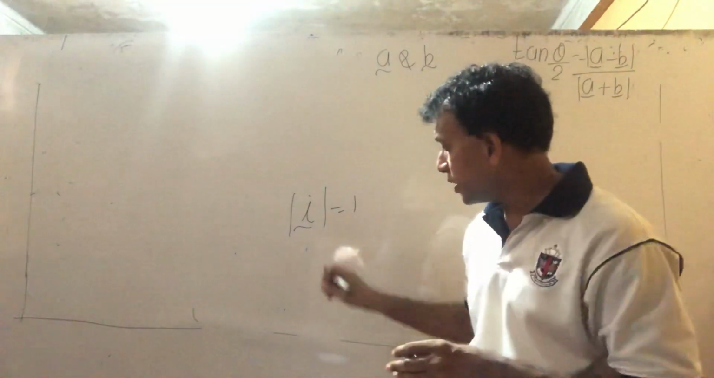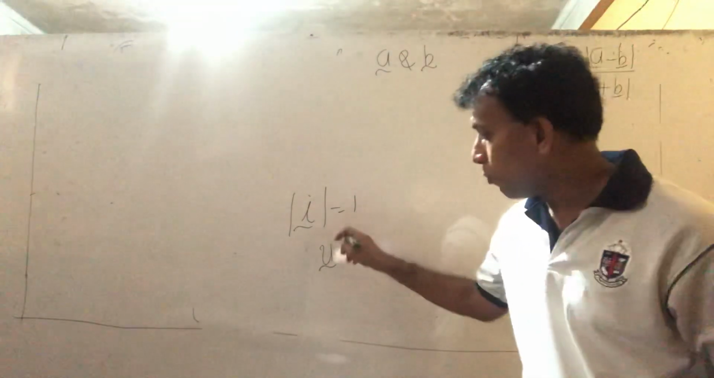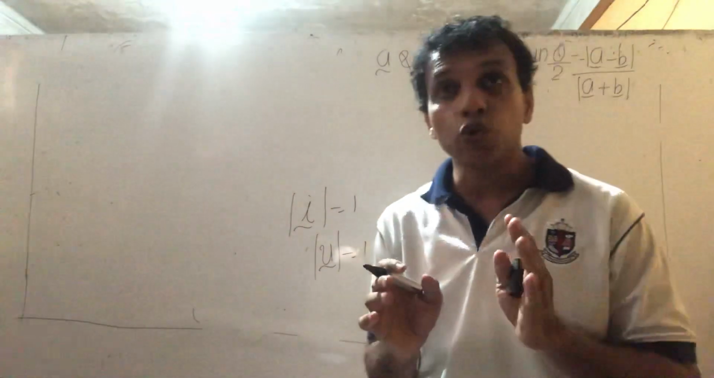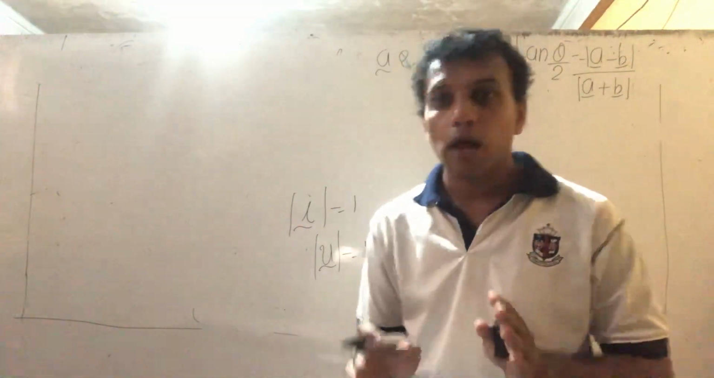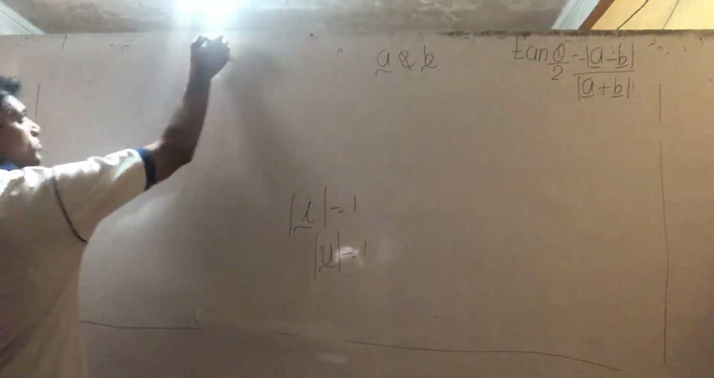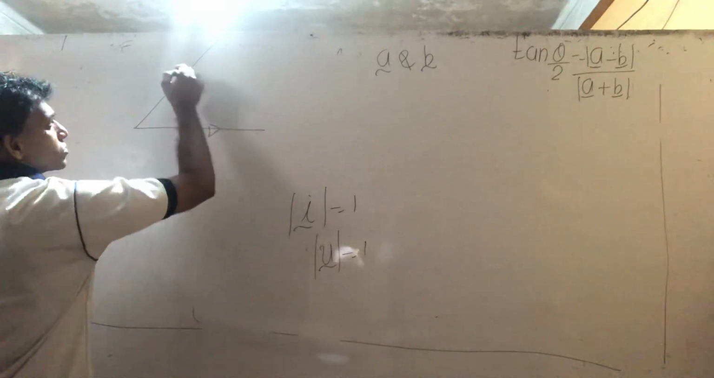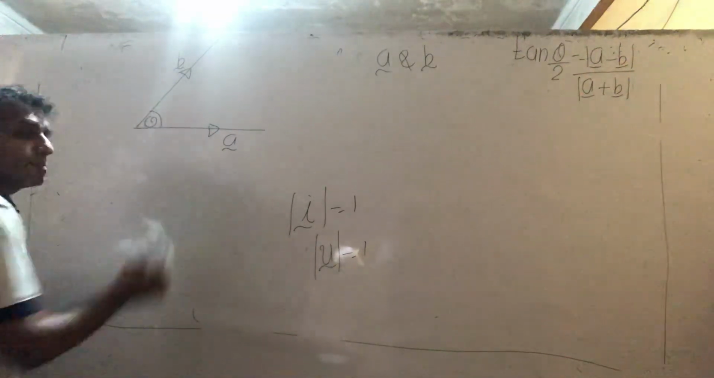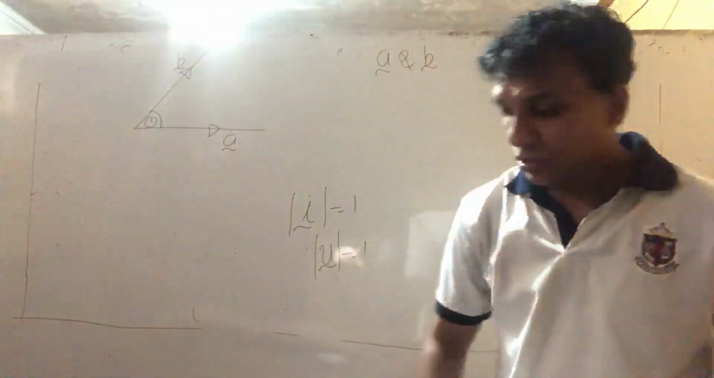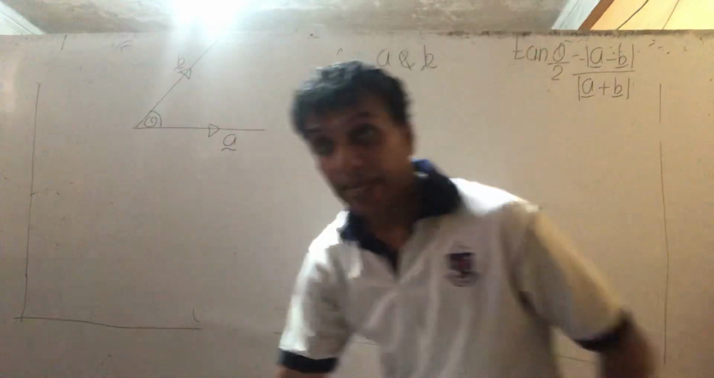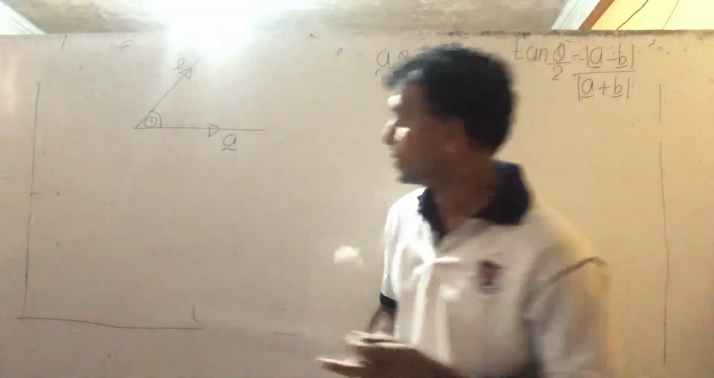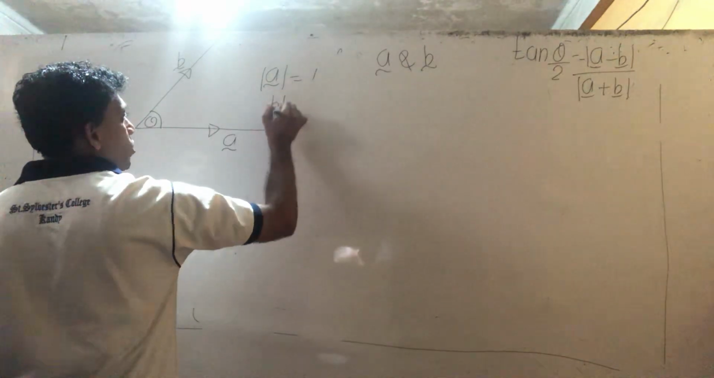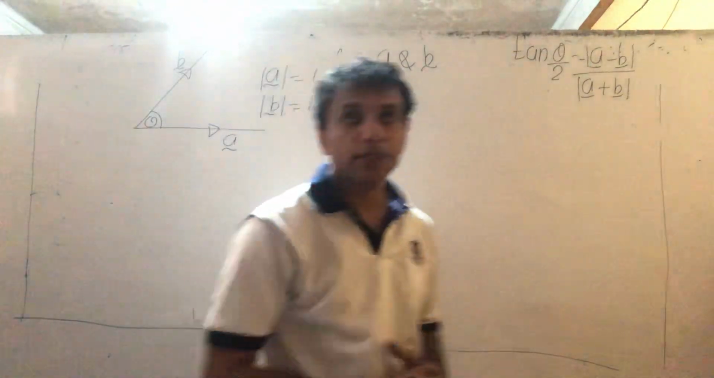So generally if they say u is a unit vector, then what do you mean? Mod u is 1. So here the additional knowledge they asked: A and B are two unit vectors, therefore mod A is 1, mod B is 1, right? I take two vectors A and B, and the angle between them is theta. In this case A and B are not ordinary vectors, here they are special unit vectors. So mod A is 1, mod B is also 1, because they are unit vectors.